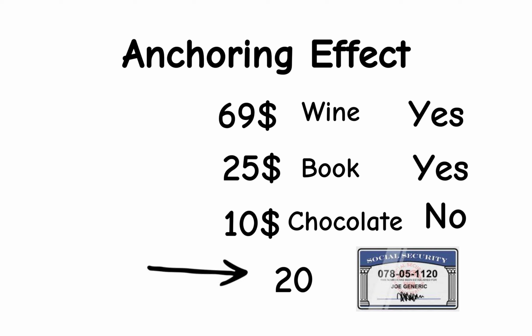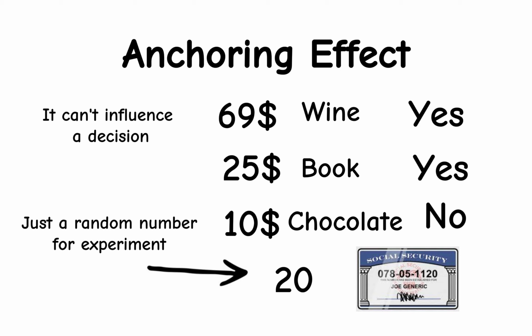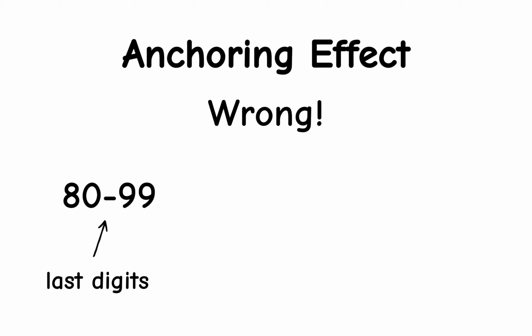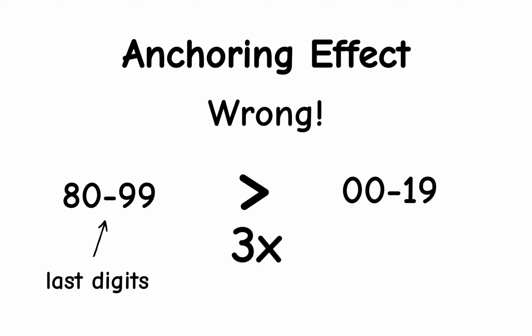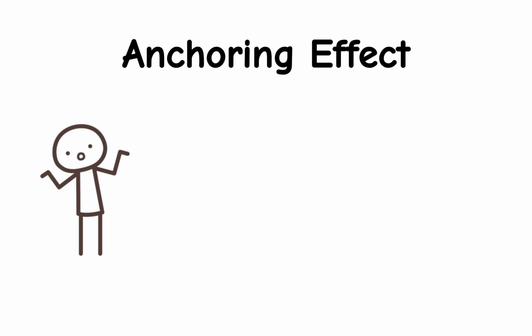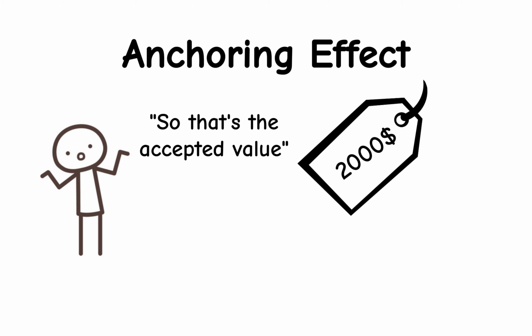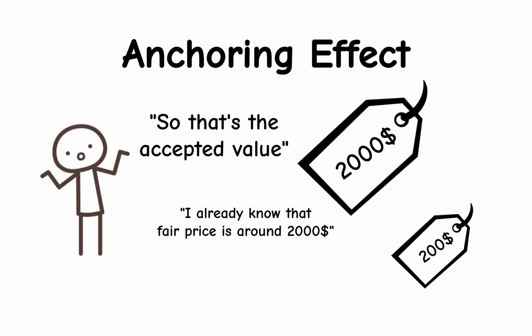The final digits of a social security number is a completely random value, so it shouldn't influence the amount students were willing to pay. In reality, students with high numbers were willing to pay around 3 times more than students with low numbers. This experiment shows how first impression, even if it is random, imprints in our minds. Other experiments also showed that this anchor is long-lasting and difficult to change.